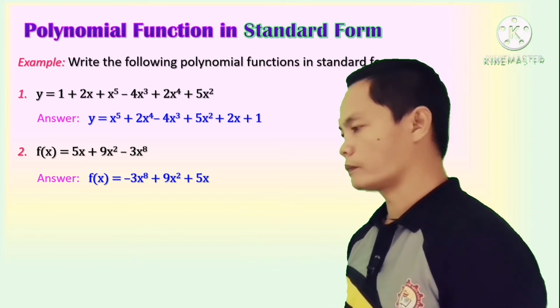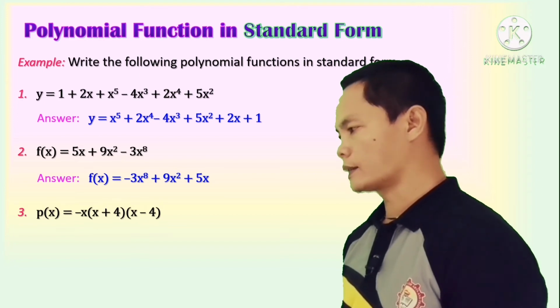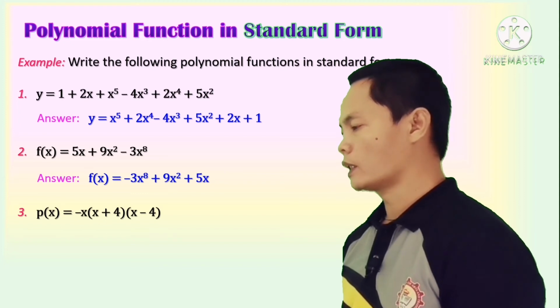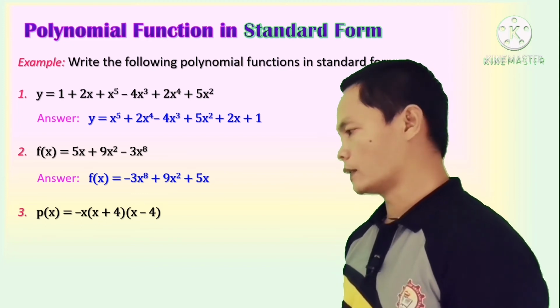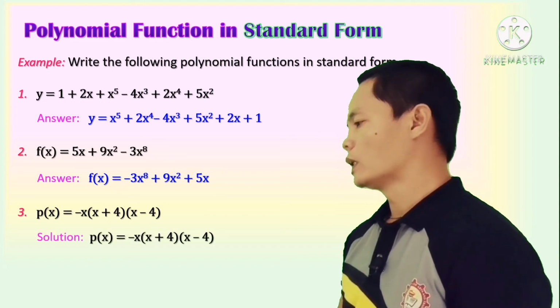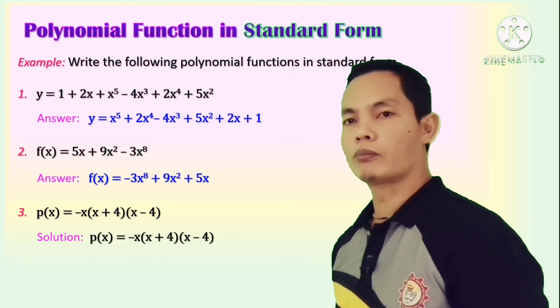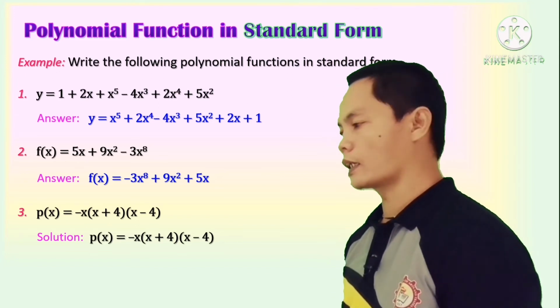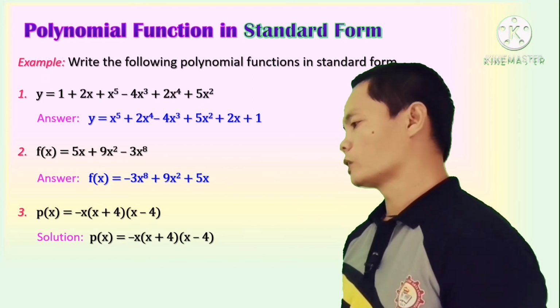Number 3 example. P of x equals negative x multiplied by the quantity x plus 4 times quantity x minus 4. Solution is, we are going to use the distributive property of multiplication. So we are going to multiply the two binomials, x plus 4 and x minus 4. We are going to multiply that.